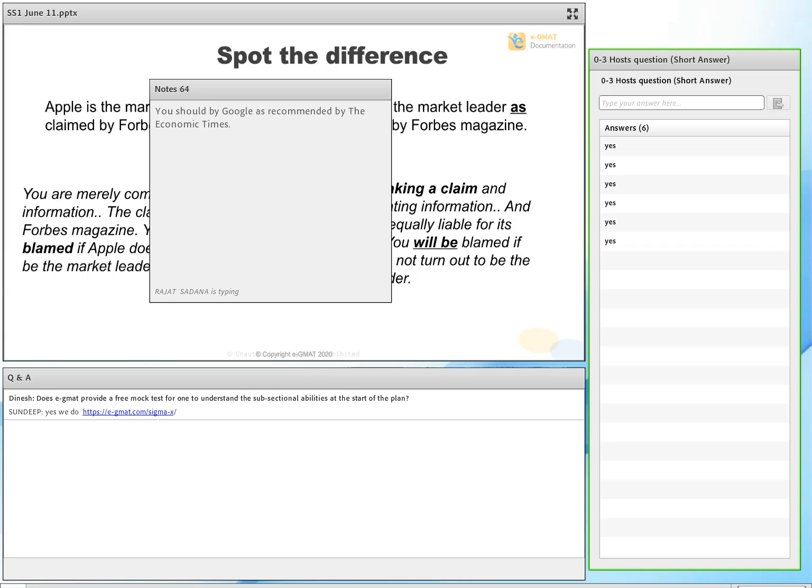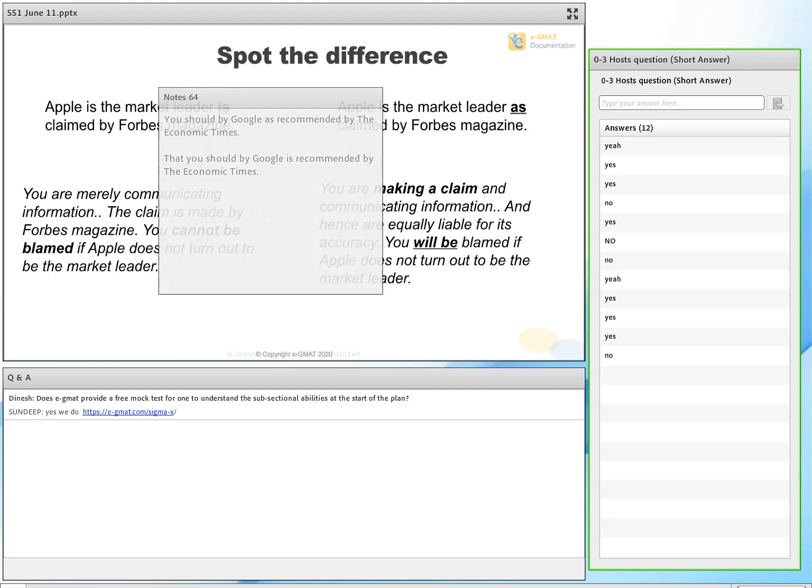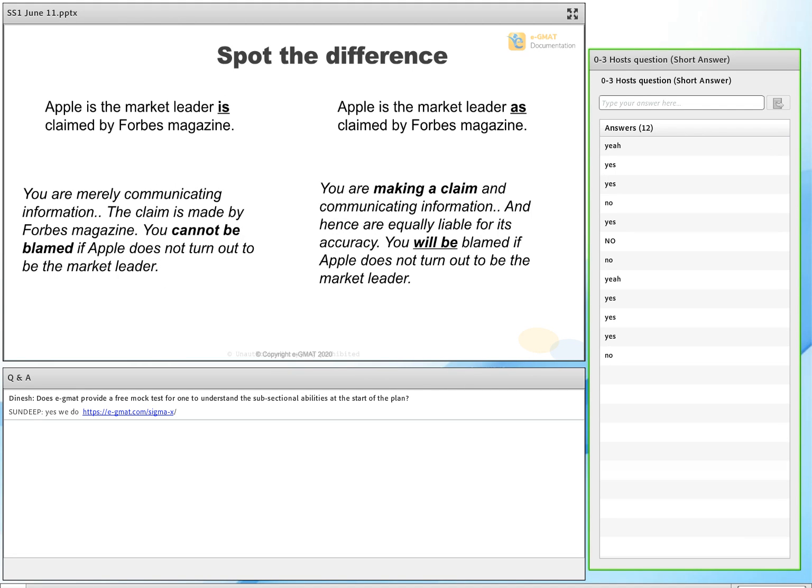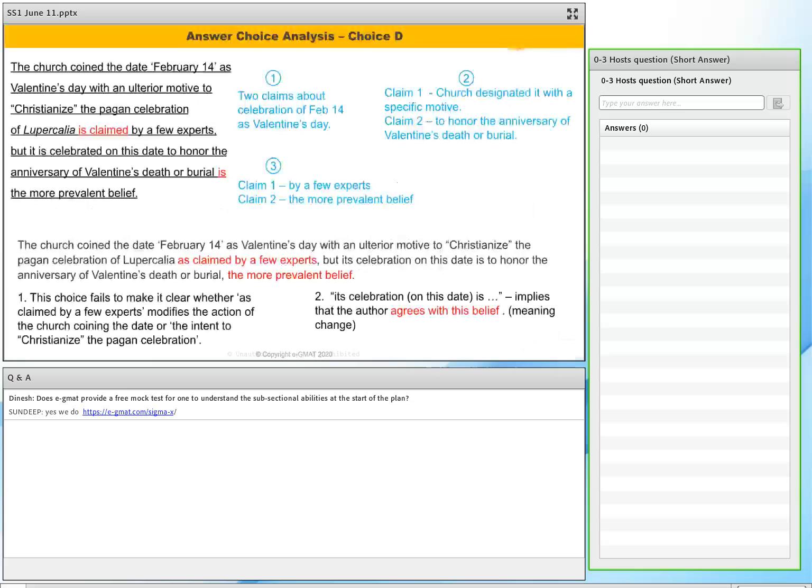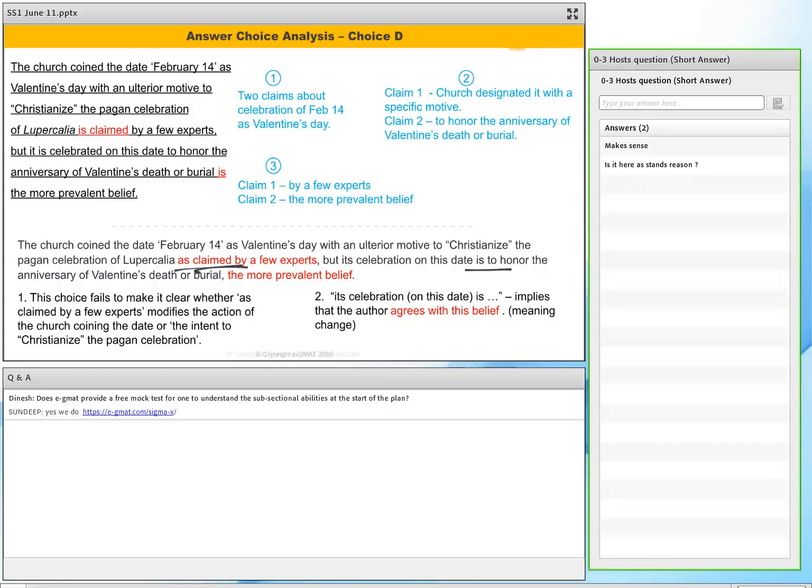On the other hand, let's take the word with that. That you should buy Google is recommended by Economic Times. Are you backing it? No. You're just communicating information. And that's a really important piece here to understand. When it goes to choice D, when you say as claimed by a few experts, and when you say but its celebration on this date is to honor, both of these mean that the author agrees with these beliefs.